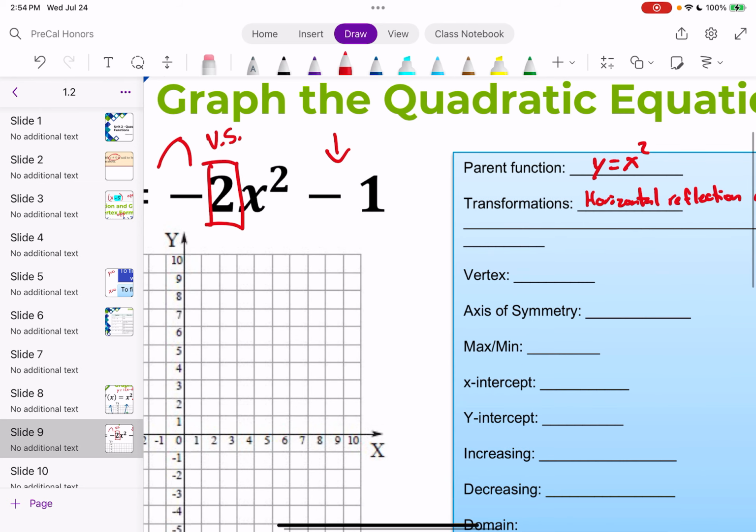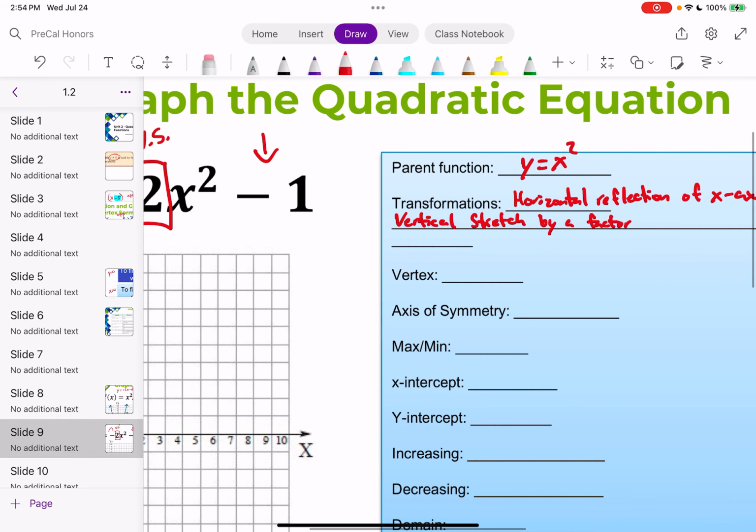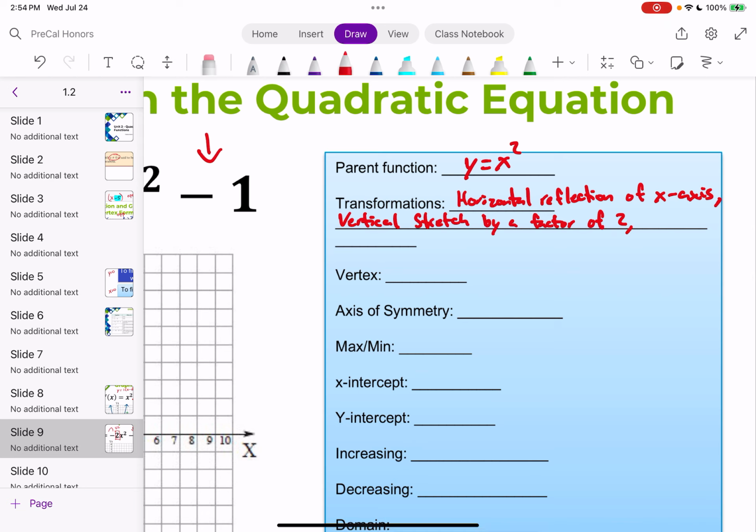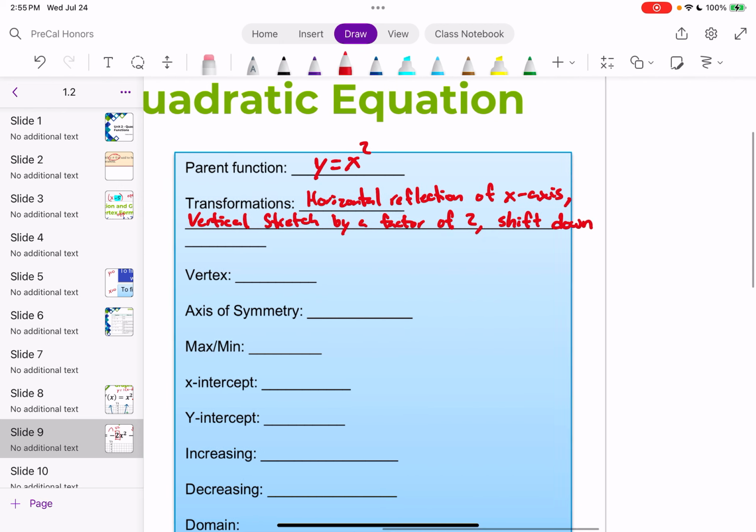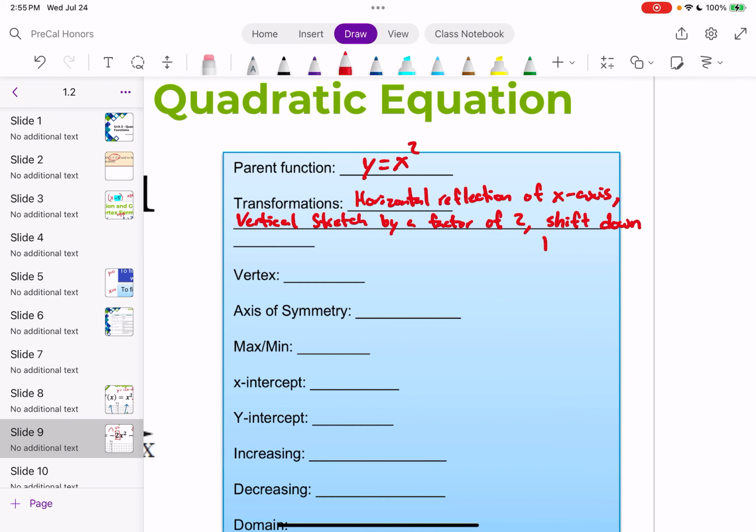That's our negative. It is a vertical stretch by a factor of 2. And it is a shift down by 1 unit.